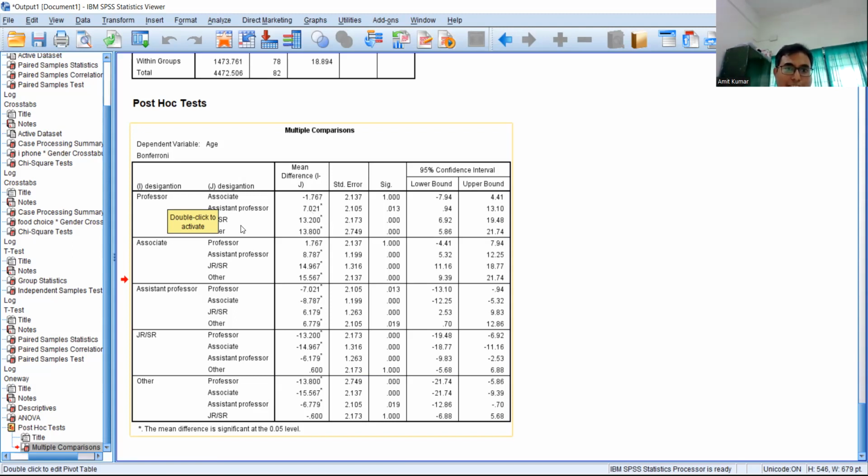Between professor and SR, the mean difference was 13.2. This is the p-value 0.000. So similarly, you can see the one-by-one comparison in this table, and the same table you can report in your statistical writing. So I think my time is already over, so I don't think I will continue more.